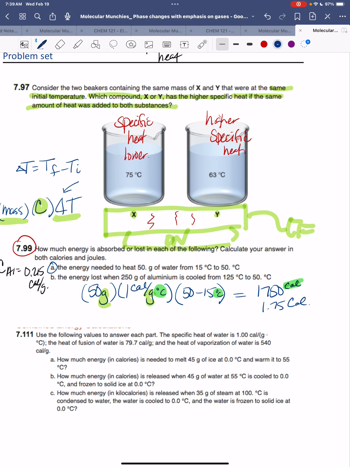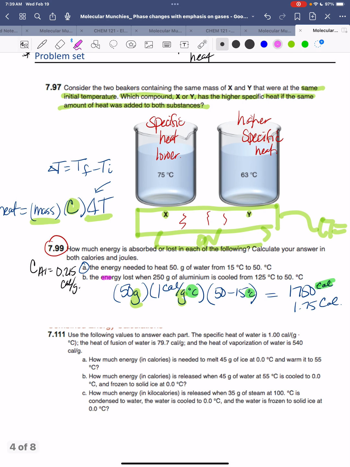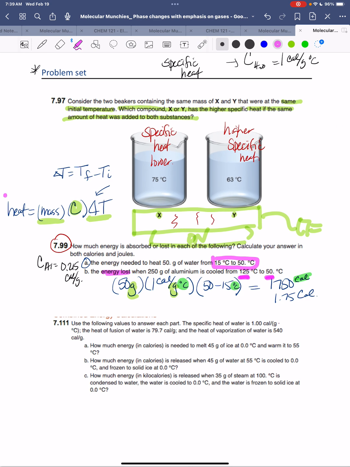Okay. So I'm going to let you guys do the second one, and I've written down, it says how much energy is lost. So the first one is gain because we're heating it, so that's in. And so this is lost. We have to cool the aluminum down, and we want to take it from 125 to 50. The calculation is going to be the same. The heat involved is going to be the mass times the specific heat times the change in temperature.